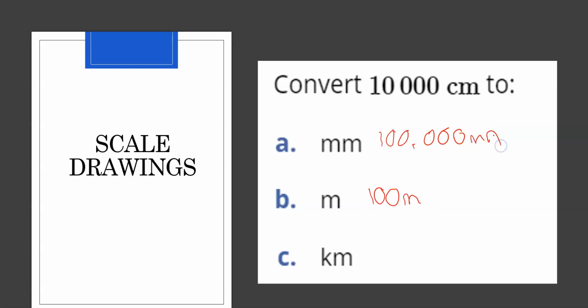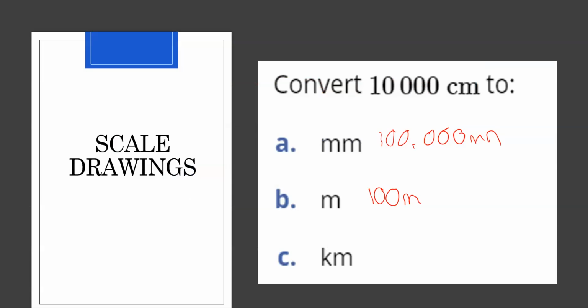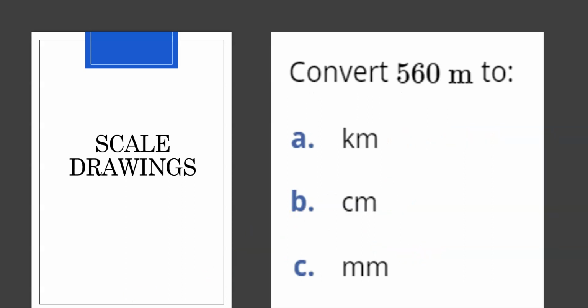Okay, so that's millimeters. And then we know it's 100 meters, and we're then going to get to kilometers. So we just divide that by the 1,000. So we've gone 1, 2, 3. So we've got 0.1 kilometers. Okay, so we've got 560 meters. We want that in kilometers. So 1, 2, 3 gives us 0.56 kilometers. If we want it in centimeters, we've got to multiply by the 100. So we've got 56,000 centimeters, and then millimeters. Got to multiply again. So we've got 560,000.